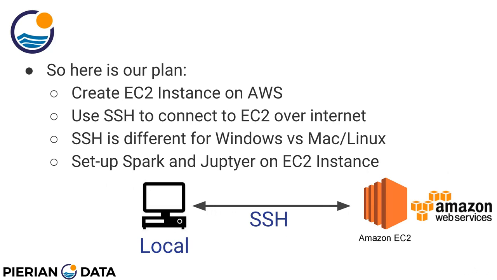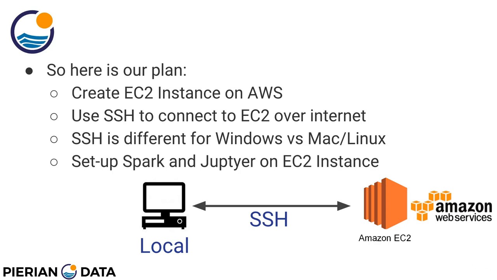The first thing we're going to do is use the AWS console website to create an EC2 instance. Then we'll use SSH, or Secure Shell, to connect to the EC2 instance over the internet. However, you should note that SSH is a little different for Windows versus Mac and Linux, and we'll discuss those differences in the next slide. Once we've connected, we'll go ahead and set up Spark and Jupyter on the EC2 instance.